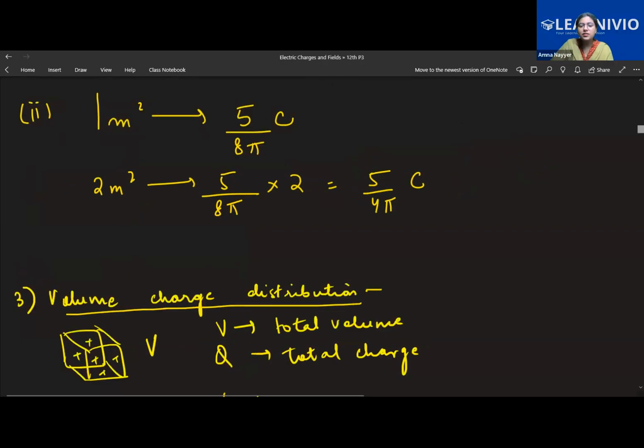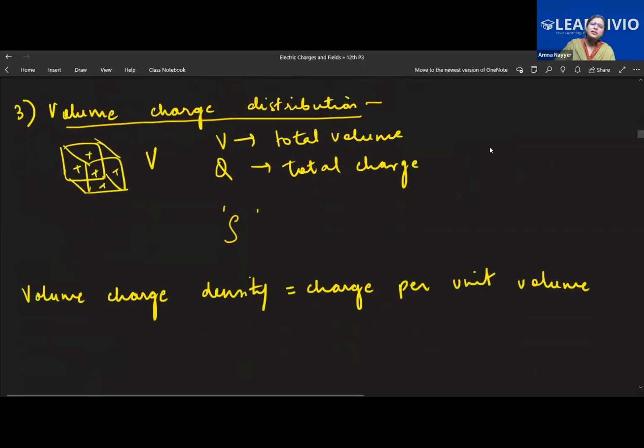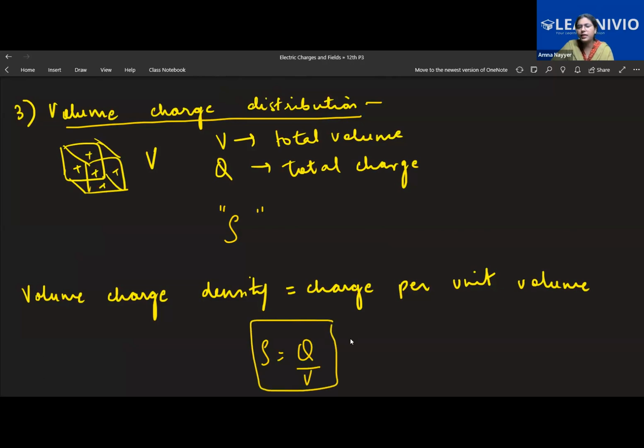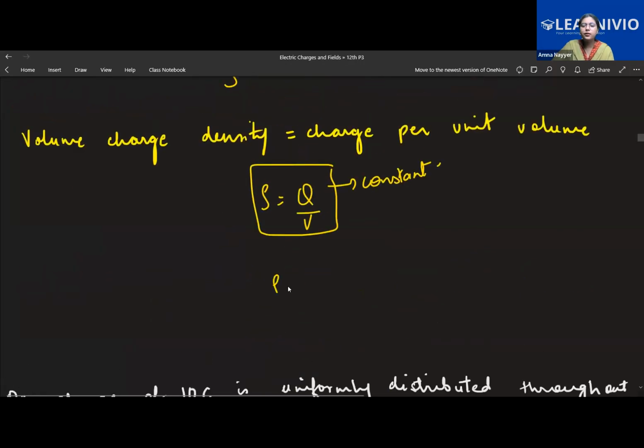Okay, the last one that is left is volume charge distribution. Very simple. When the charges are accumulated inside any surface, you cannot describe it with the help of its surface area. You need to describe it with the help of volume. This is represented by the symbol rho, and rho is equal to charge per unit volume. This is again repetitive and easy. This is for a constant, and rho will be dq over dv if it is variable.